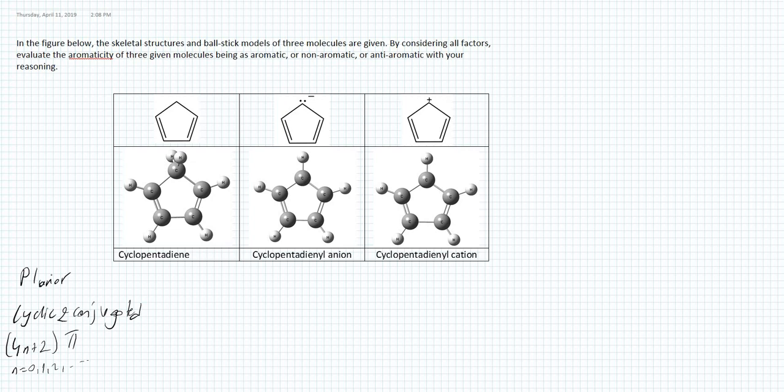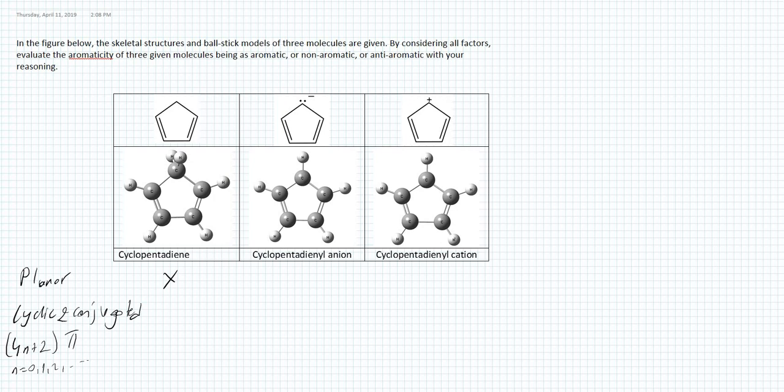Let's look at the first criteria, planarity. Cyclopentadiene, if you look at the ball and stick model, you are seeing that this carbon has sp3 hybridization and it has 4 connections. For that reason, these two hydrogens are, one is out of plane and the other one is inside plane. So definitely this molecule is not planar. So let's put a cross here because it is not a planar molecule. Let's look at the other molecules.